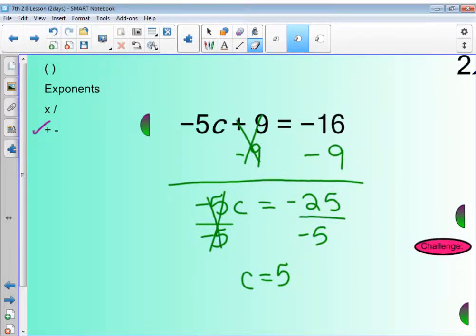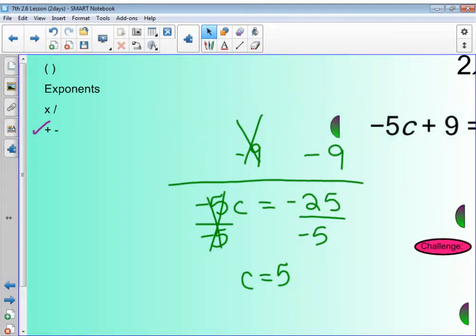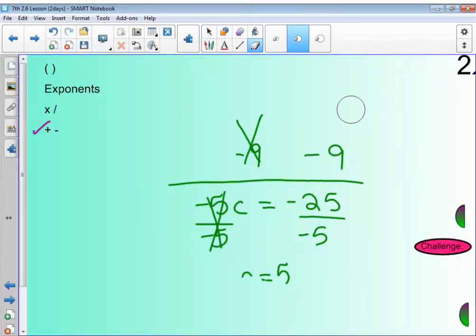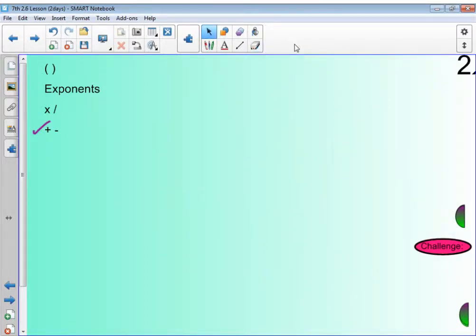Okay, so now we're going to go ahead and move on with some equations that involve division. Okay, same concept. We'll still start with any adding or subtracting. So now we've got m divided by 2 plus 6 equals 10. So we're still going to get rid of any adding or subtracting first.